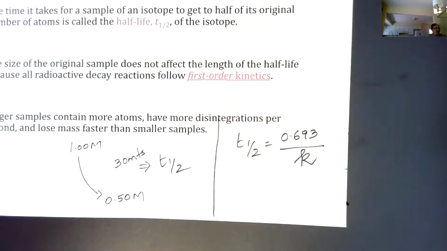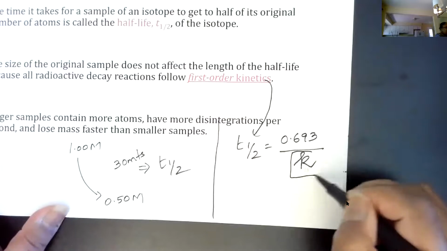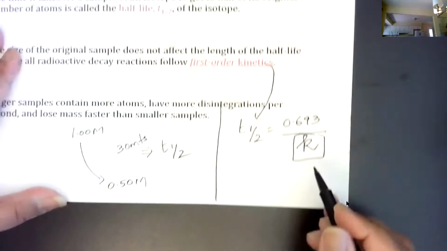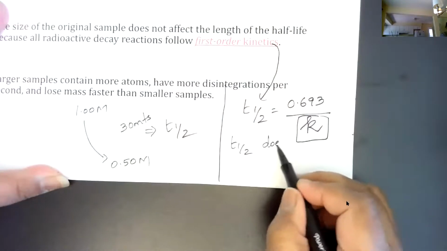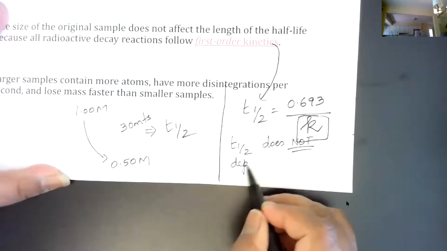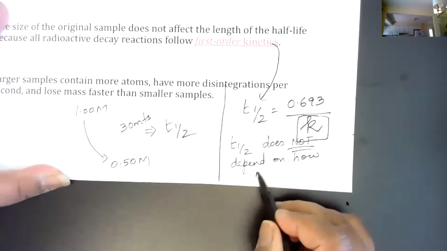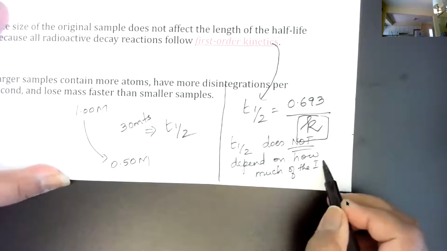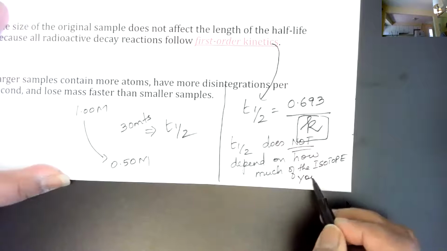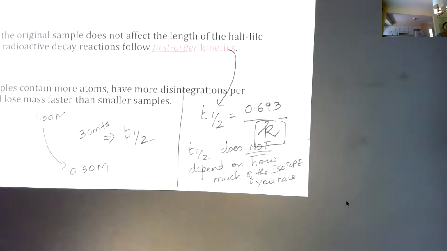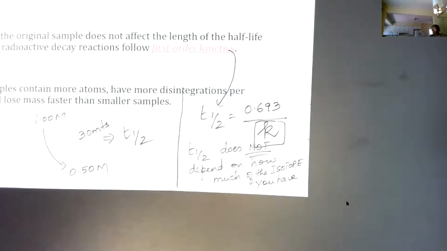So for a first order reaction, T half only depends on the rate constant. It does not depend on how much of the isotope you have, or the initial concentration of the reactant. Does not depend on how much of the isotope you have. It only depends on the rate constant or the decay constant. Got it? So we reviewed the rate law, and then for the first order reaction, and then T half for the first order reaction.